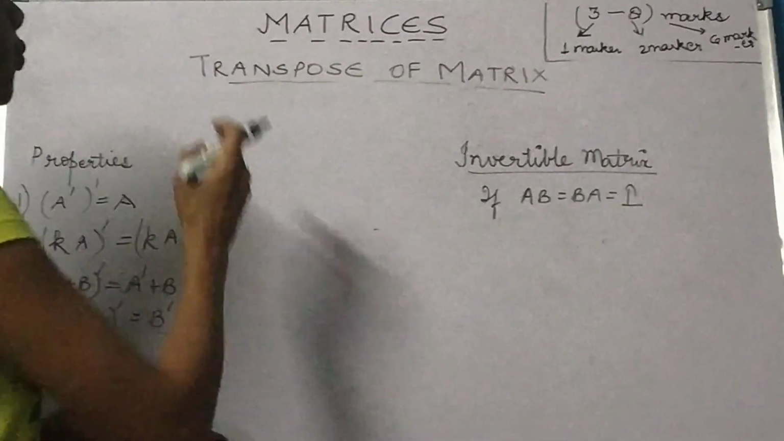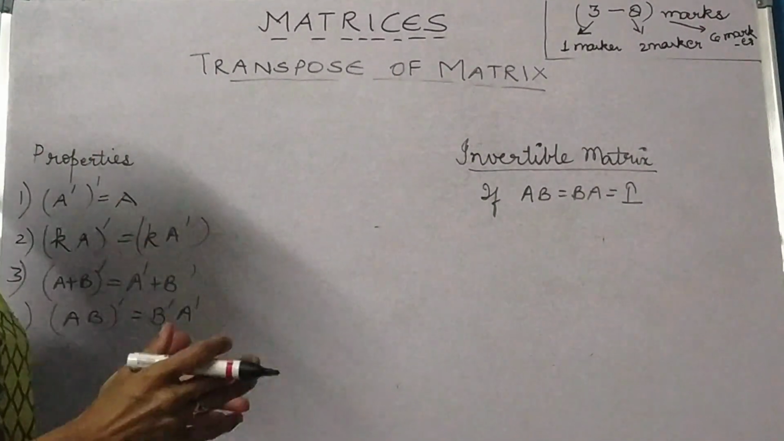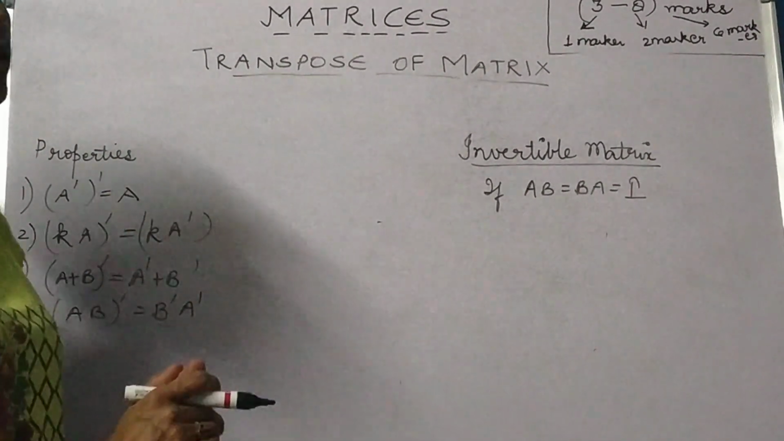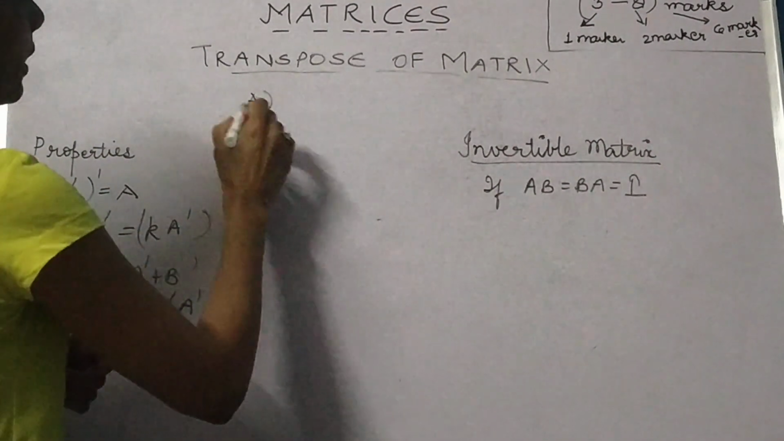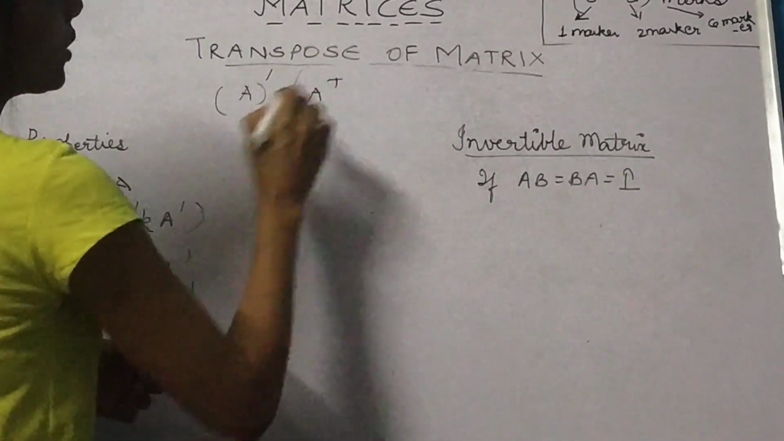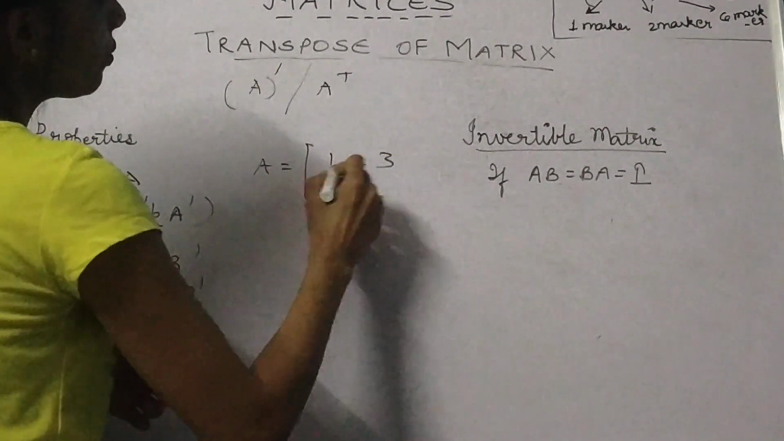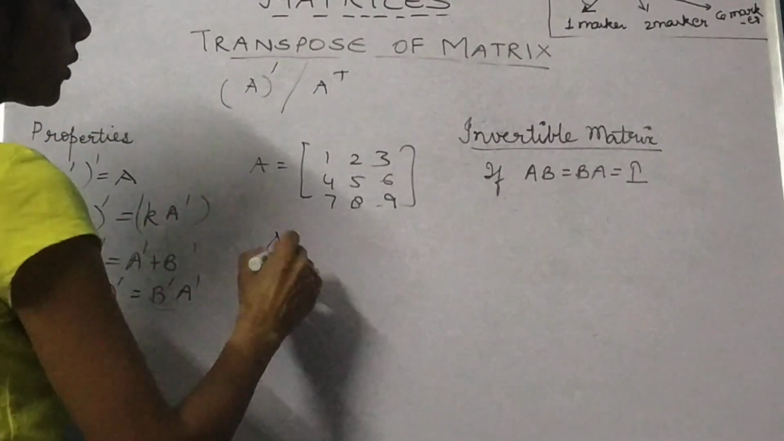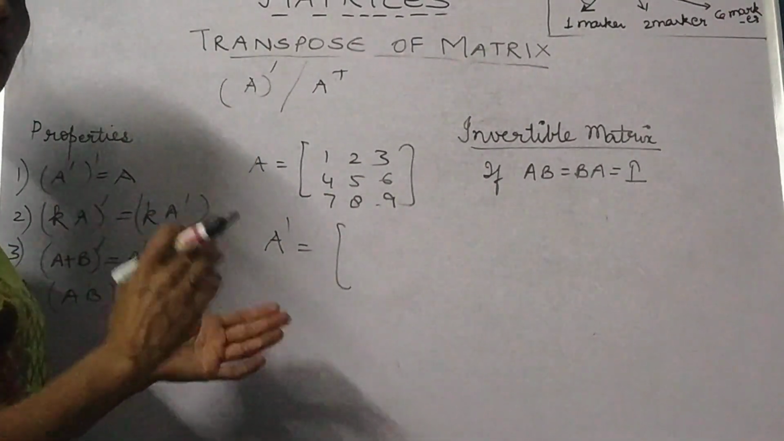Let's see now what is transpose of a matrix. Transpose of a matrix means if we convert row into column or column into row, then it gets transposed. We can denote it by, like, if I want to write its transpose, I can write it like this, or I can write it A transpose. For example, if I have matrix 1, 2, 3, 4, 5, 6, 7, 8, 9, and if I want to write its transpose, then you have to convert row into column or column into row.